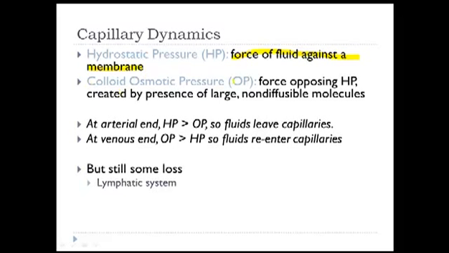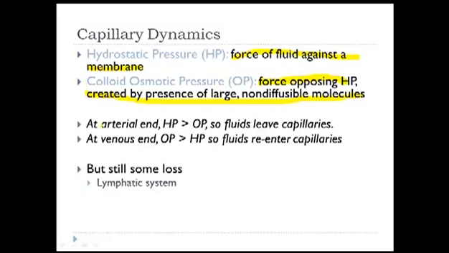Colloidal osmotic pressure is going to be the force opposing the hydrostatic pressure. So that would be our osmotic pressure. So that's going to be the stuff trying to keep blood in the blood vessels. Alright, so when I think of osmotic versus hydrostatic pressures, I think of hydrostatic pressure as the pressure forcing fluid out of the blood vessel. I think of osmotic pressure as the pressure keeping fluid inside of that blood vessel.